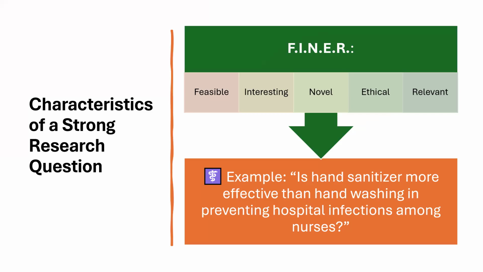For example, there is a research question: are hand sanitizers more effective than hand washing in preventing hospital infections among nurses? If you can see, it's feasible, it can be easily conducted, it is ethical, it is relevant, and it might not be that novel. And it is interesting, because if someone wants to conduct that type of research, then it must be interesting for them.